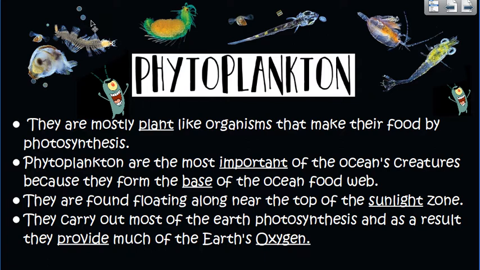So they're what started off kind of Earth and life on Earth. They are found floating along near the top of the sunlight zone because that's where the light is. And they carry out most of the Earth's photosynthesis, and as a result, they provide much of the Earth's oxygen. They actually are pretty much like 50% of the Earth's oxygen. Trees make up the other 50, right? So we're going to watch a short video about phytoplankton.